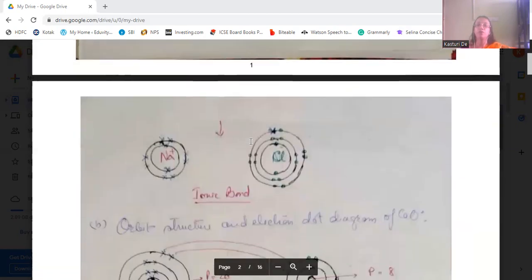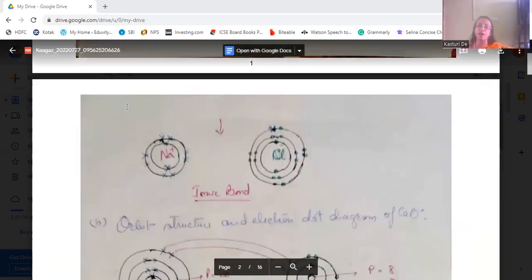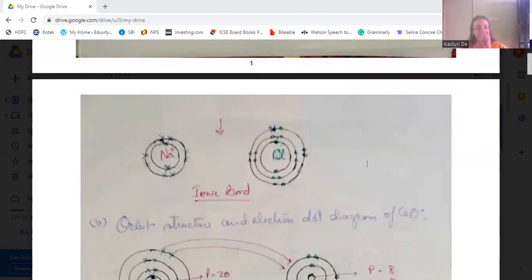Okay, so the bond will be like this. The ionic bond will be like this. Okay, the orbital structure will be like this.